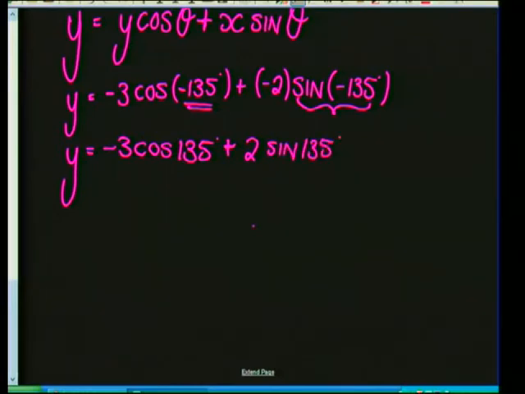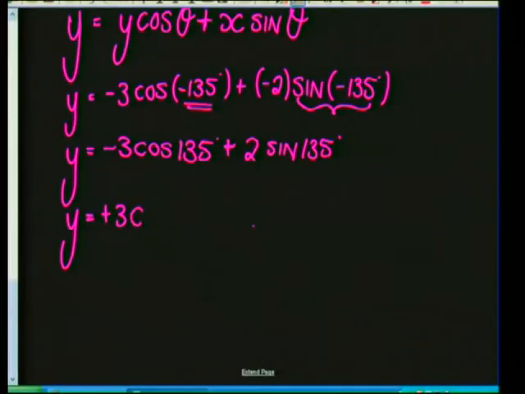Okay, all right, so let's simplify. We've got y is equal to negative 3 cos of 135, which once again is the same as doing our reduction formula of 180 minus 45. 180 minus is in quadrant 2, where cos is negative. So that negative combined with the negative in front of the 3 is going to make positive cos 45, okay?